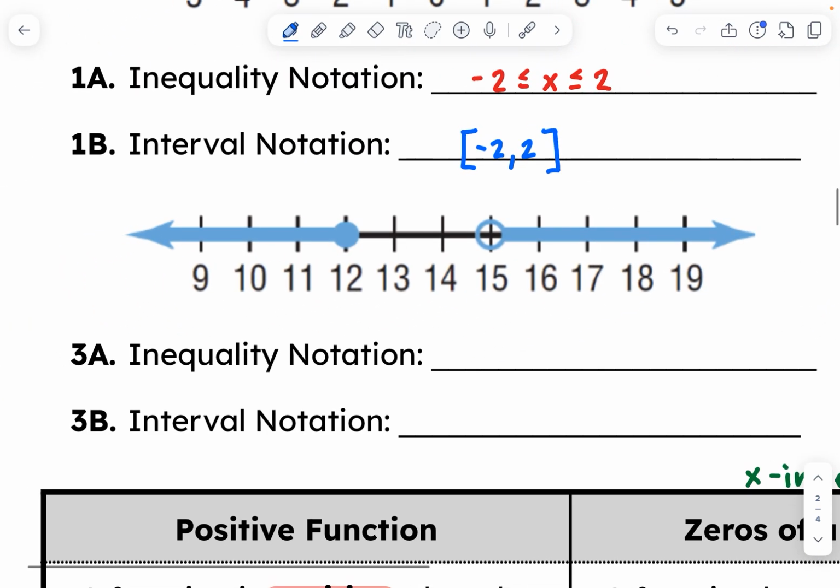For my third example, you notice that we now have a gap, indicating that we are doing more than one interval, and you'll also notice that we have these arrows. On the left-hand side, this arrow indicates that we are going all the way to -infinity. There is no lower bound. So for my inequality notation, I would say that -infinity is less than x, which is less than or equal to 12. Again, I'm including this equal sign because this dot above 12 is filled in.